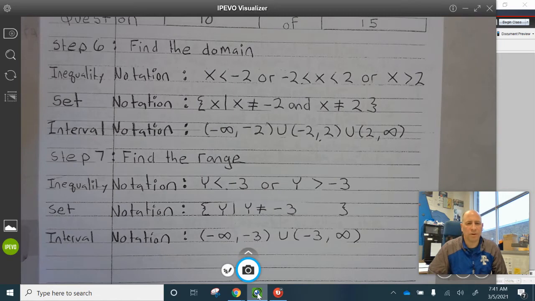Step 7, find the range. Inequality notation is y less than -3, or y greater than -3. Set notation is y such that y does not equal -3. And interval notation is from -infinity to -3, or from -3 to infinity.